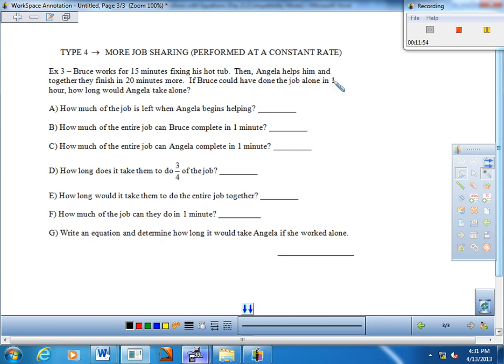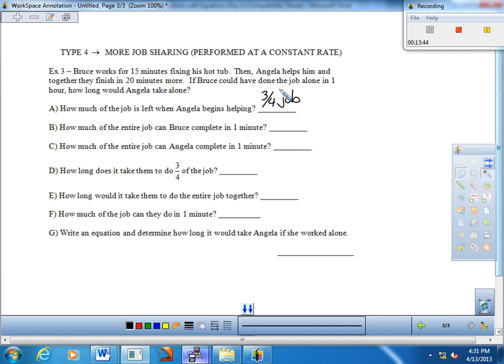So let's go to letter A, and I think this is a good preliminary question here. Take a look at this piece. Bruce has already done part of the job by himself. Then Angela helps. Letter A asks, how much of the job is left when Angela begins helping? Take a look at the information in the problem. Bruce is going to work for 15 minutes starting it out, and he can do the job in an hour. That's the key. So it's all about Bruce, at least initially. So how much of the job is left when Angela gives him a hand? And I hope you would say that 3/4 of the job is left. Everyone okay with that?